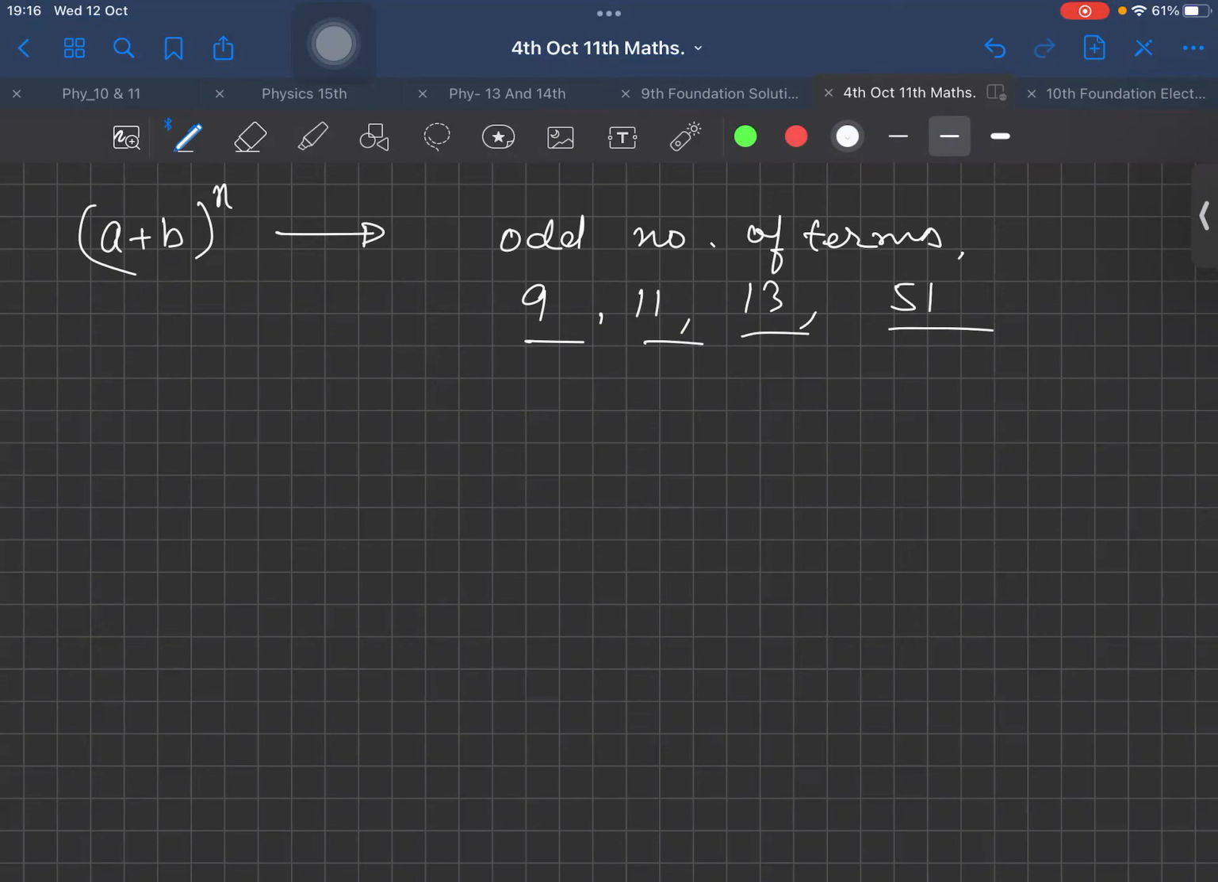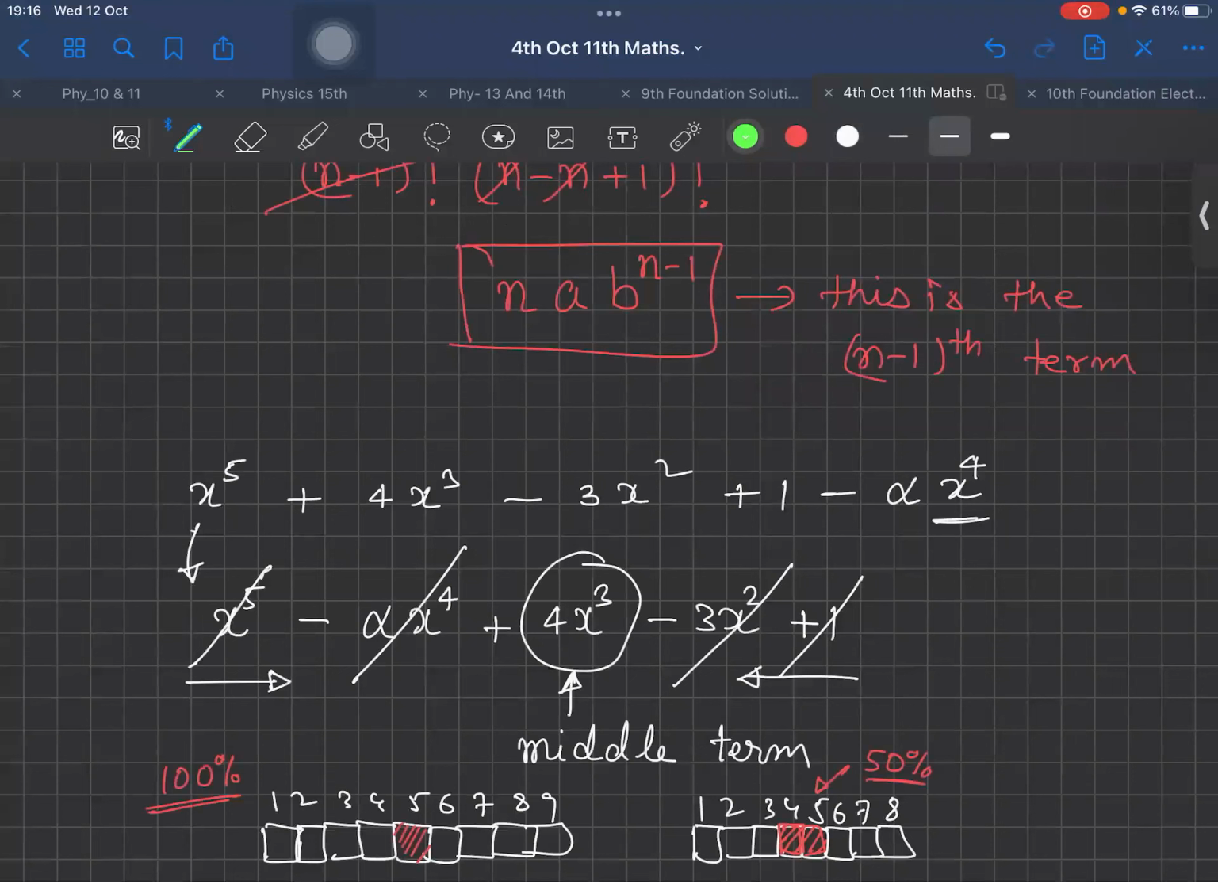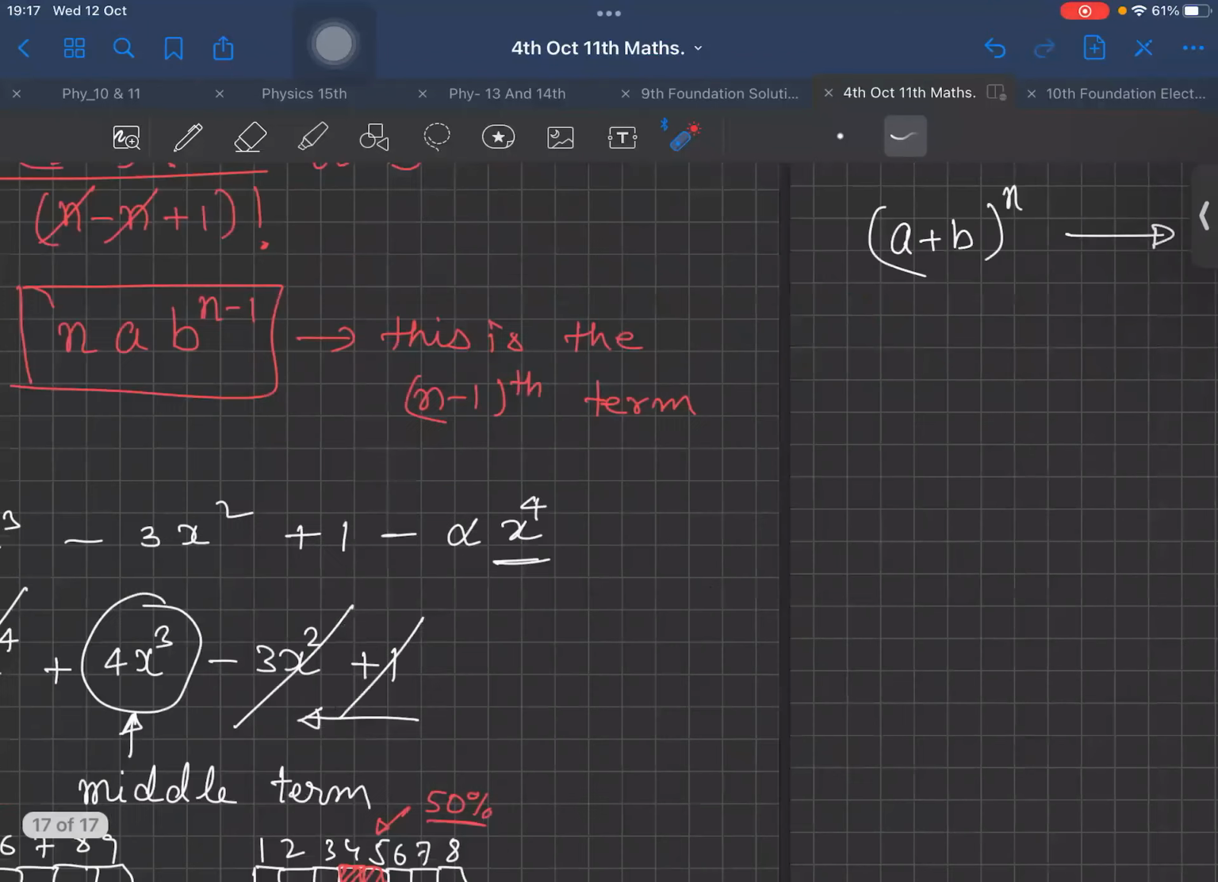So if you have an odd number of terms, how will you find the middle term? Let's come back here. There are 9 terms, 9 boxes total, and you said 5 is the middle one. How do you do that mathematically? You add 1 and divide the whole by 2. You added 9 plus 1, that is 10, and divided by 2. You got 5. That's why you said 5 is the middle term when the number of terms is odd.